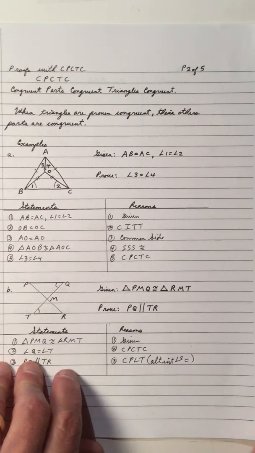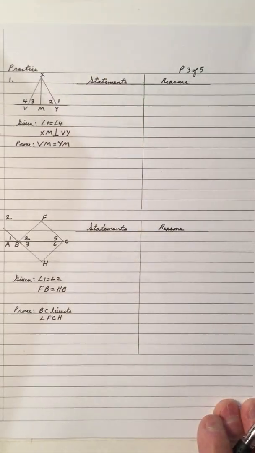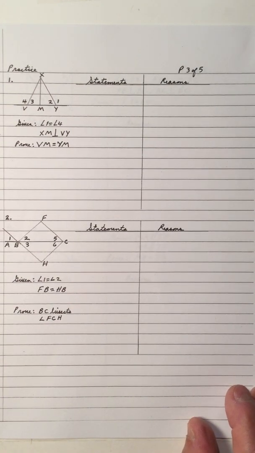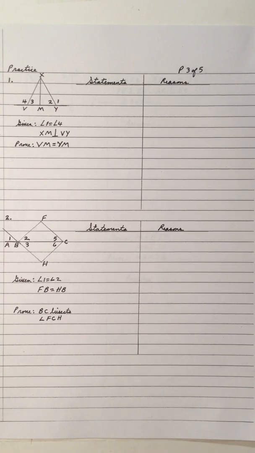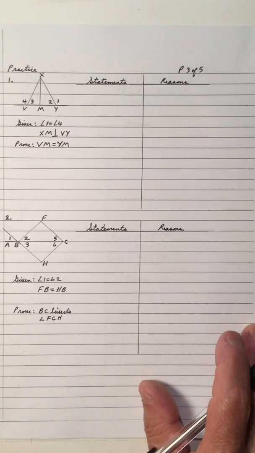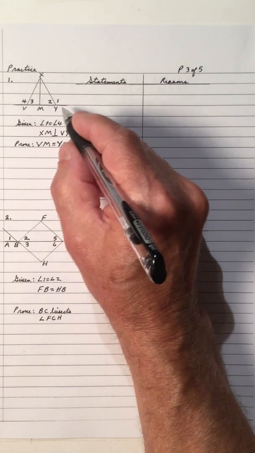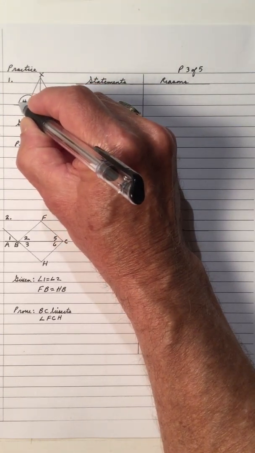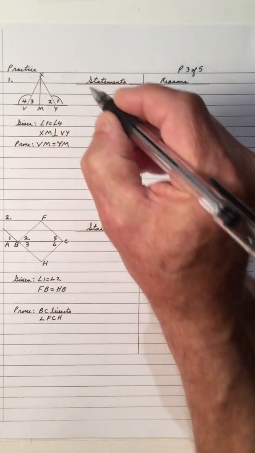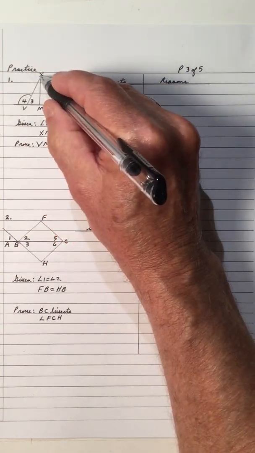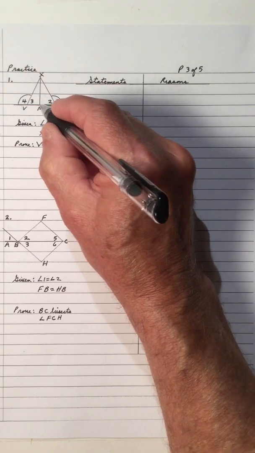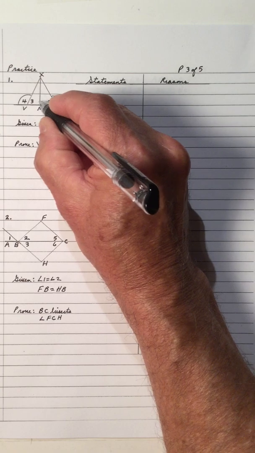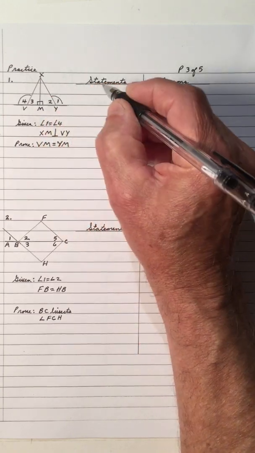So, 2 proofs using CPCTC. And let's do some more. If you want, pause your video and see if you can do these proofs beforehand. Here we go. We're given that angle 1 equals angle 4 in this triangle. We're given that XM is perpendicular to VY, so these are right angles here, which are going to be equal.